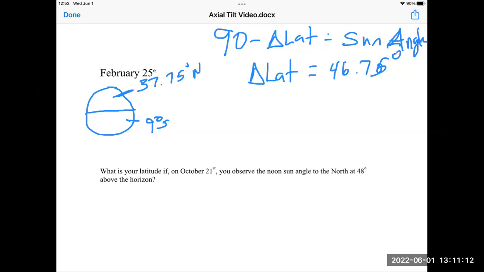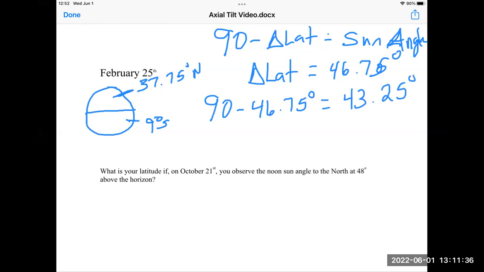So our change in latitude would be 46.75 degrees. So our noon sun angle would just be 90 minus the 46.75 degrees, and that's 43.25 degrees if I'm doing my math right.